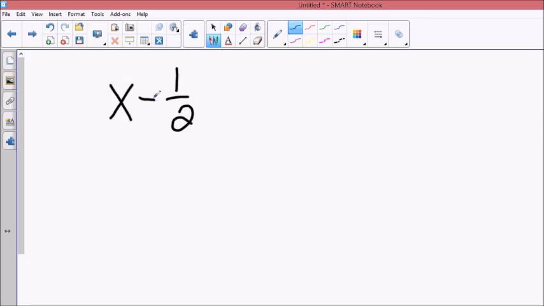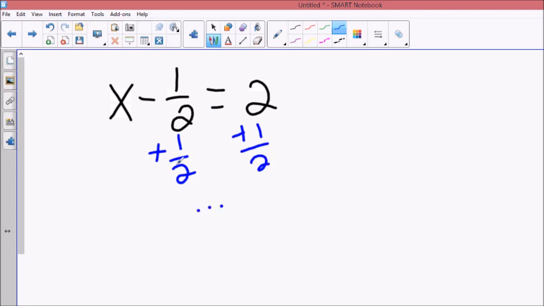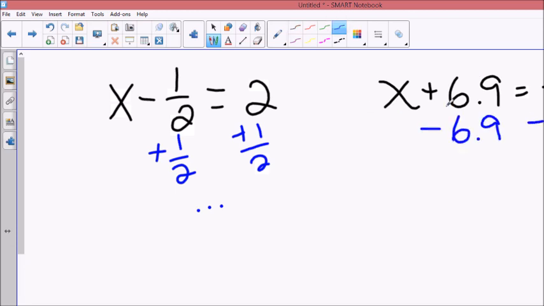x minus 1/2 equals 2. I'm going to have to add a 1/2 to both sides, and then I'm going to let you do the arithmetic from there. Or if I have x plus 6.9 equals -2.3, to get rid of plus 6.9, we have to subtract 6.9. And again, I'm going to let you do the arithmetic and put those together from there.